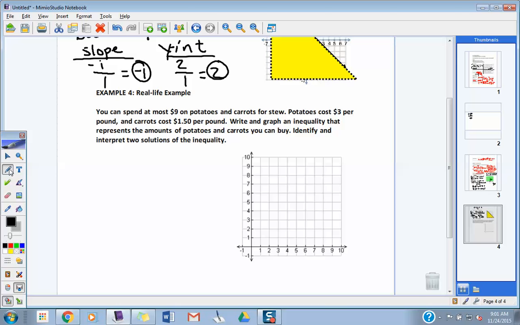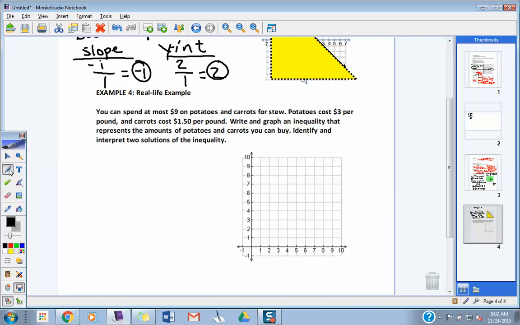How about I volunteer to read my example here, this last one for the day? Thanks, Sally. You can spend at most $9 on potatoes and carrots for stew. Potatoes cost $3 per pound and carrots cost $1.50 per pound. Write a graphic inequality that represents the amount of potatoes and carrots you can buy. Identify and interpret key solutions. We'll interpret one of them and figure out what's going on here.